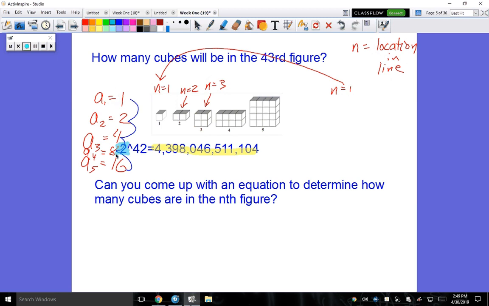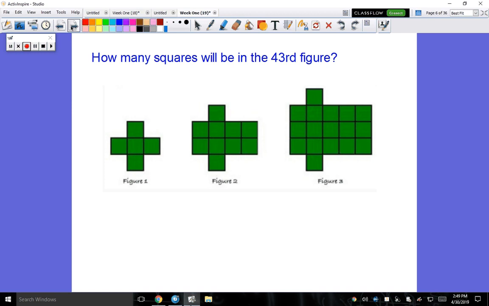And if I want to know the 43rd figure, that means I'm going to double it 42 times, because the first figure started at 1. Do you understand? So I'm going to take 2 to the power of 42, which I know that weird caret is there, but it would give you this, and that's how you get that 4,398,000,000, so on and so forth. Okay? Now, let's do this one.